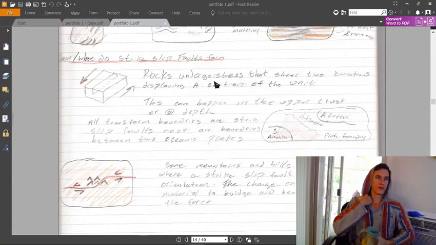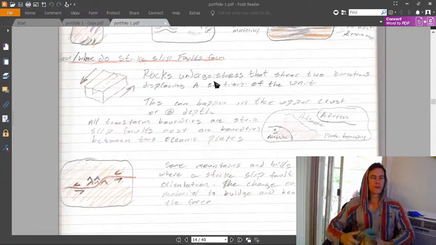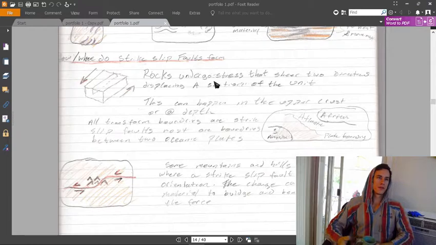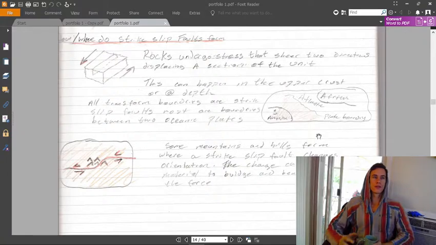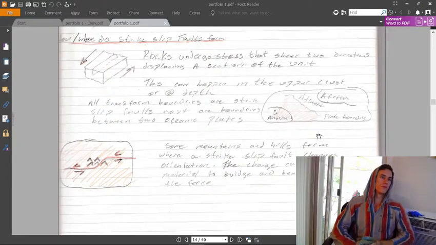How and where do strike-slip faults form? Rocks undergo stress that shears in two directions, displacing a section of the unit. This can happen in the upper crust or at depth. All transform boundaries are strike-slip faults. Most are boundaries between two oceanic plates.